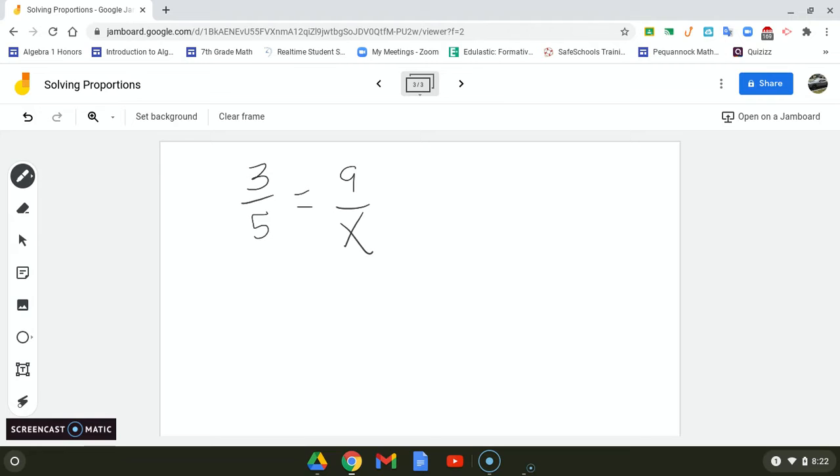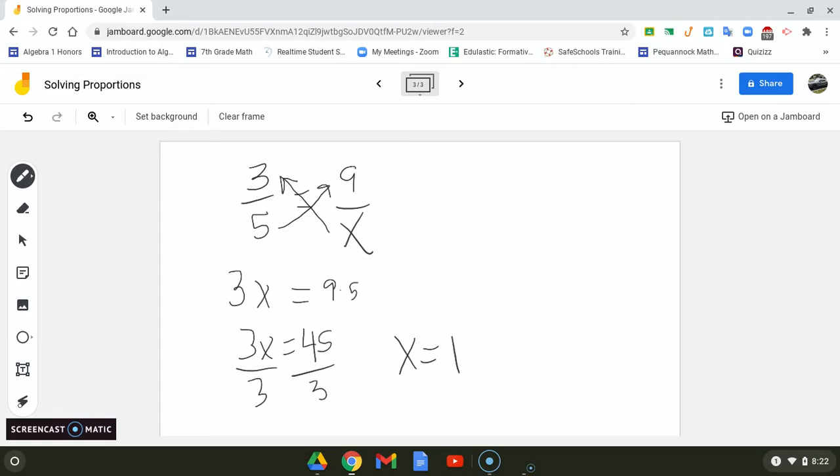So what we would do is multiply x times 3. So that's going to give us 3x. And that's going to be equal to 9 times 5. So basically 3x is going to be equal to 45. And then to solve that, we would divide both sides by 3, and we would find out that x is equal to 15, just like we did before.